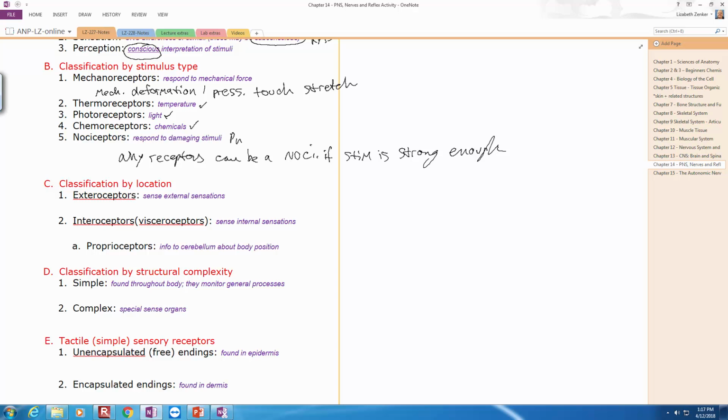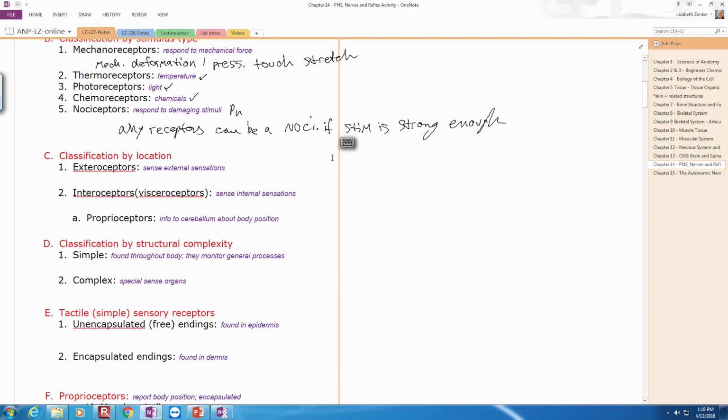Classification by location. So this is talking about either it's from outside of our body or from the inside of our body. So extero, what do you think that means? Exter, external, exit, think sensory, a sense, external sensations. Interoreceptors or visceroreceptors. Do you guys know the term visceral? Visceral, you're thinking organs. Organs are inside. So that's why interoceptors are visceroceptors. So these sense internal sensations because of the organs.